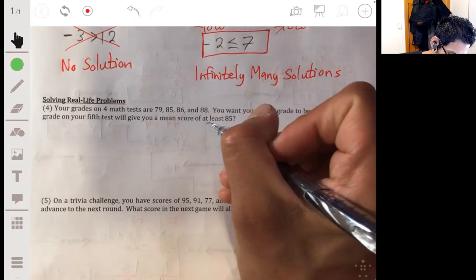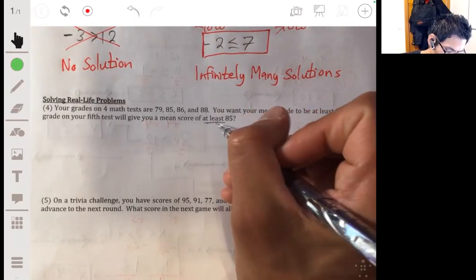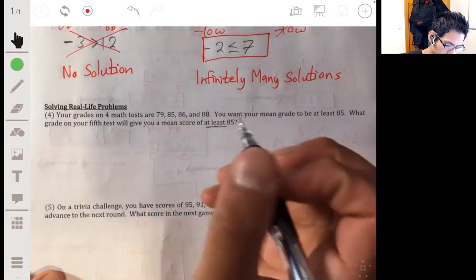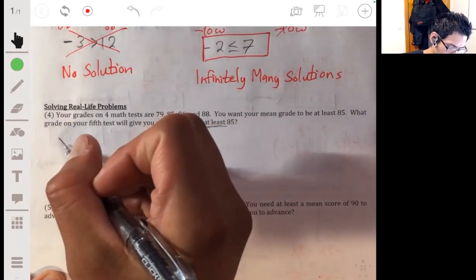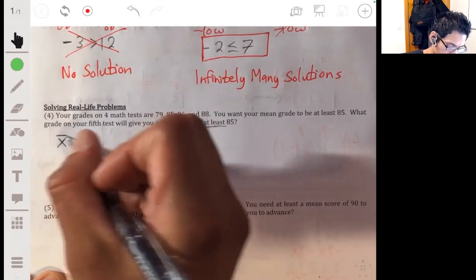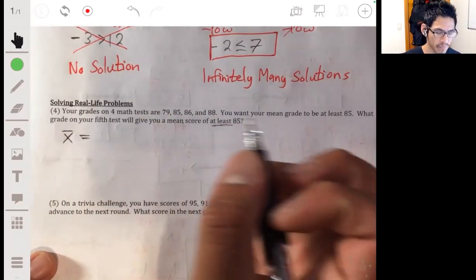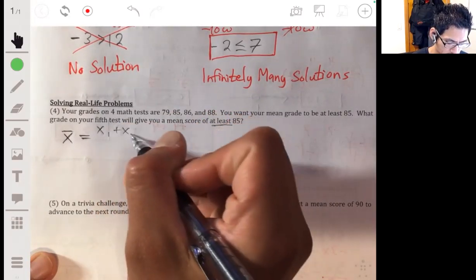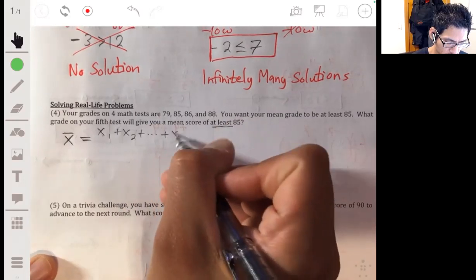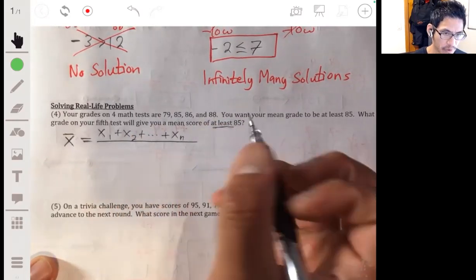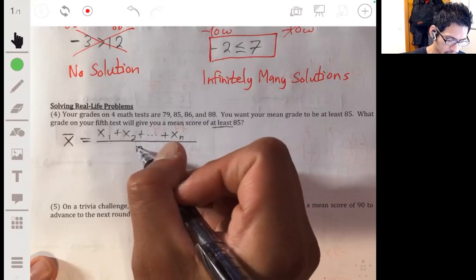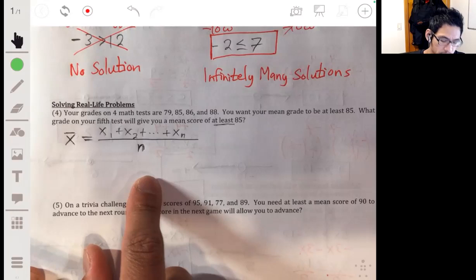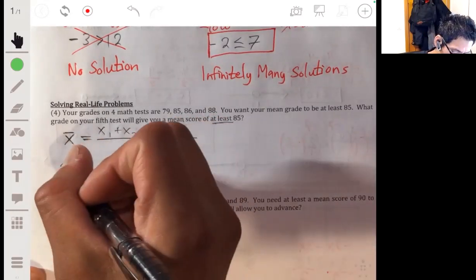See this word, or see those words, at least. So that's your hint. If you remember what the mean is, we typically use this symbol, x bar, is the sum of the individual data values, let's just say x1 plus x2 plus and so on, all the individual values divided by the number of values. We typically use n to denote the number of values. So our mean score has to be at least 85.